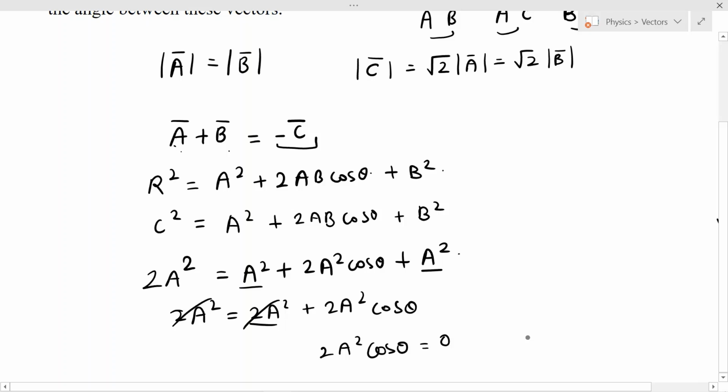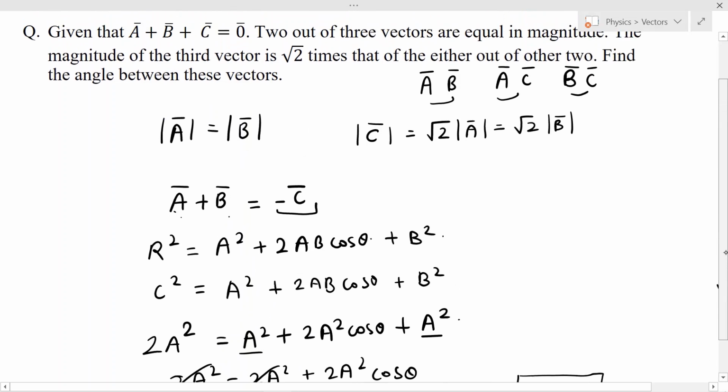So what is theta then? Theta becomes 90 degrees, because cos theta is 0 when theta is 90 degrees, and hence the angle between the vectors a bar and b bar is 90 degrees. So let's do the next one.